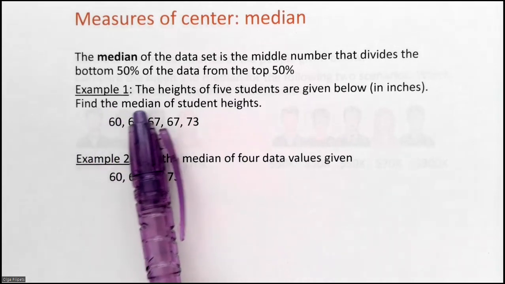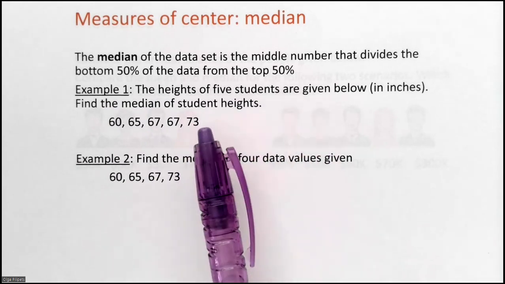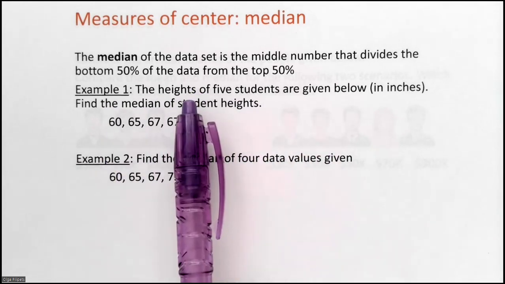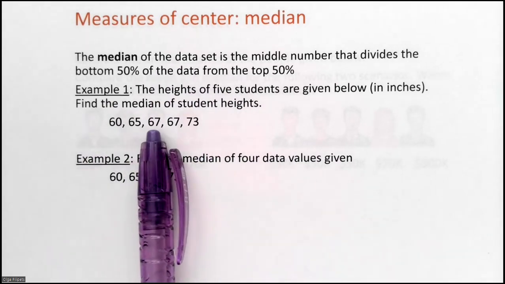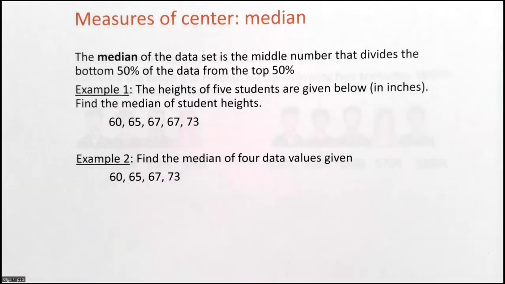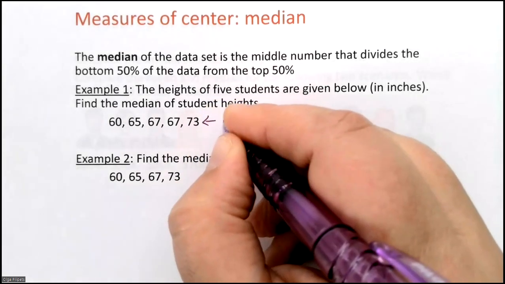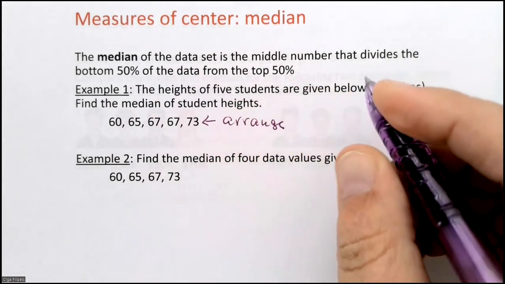So here again, we have the heights of 5 students. In order to find the median, first we have to rearrange our data set from smallest to largest. So arrange in ascending order.